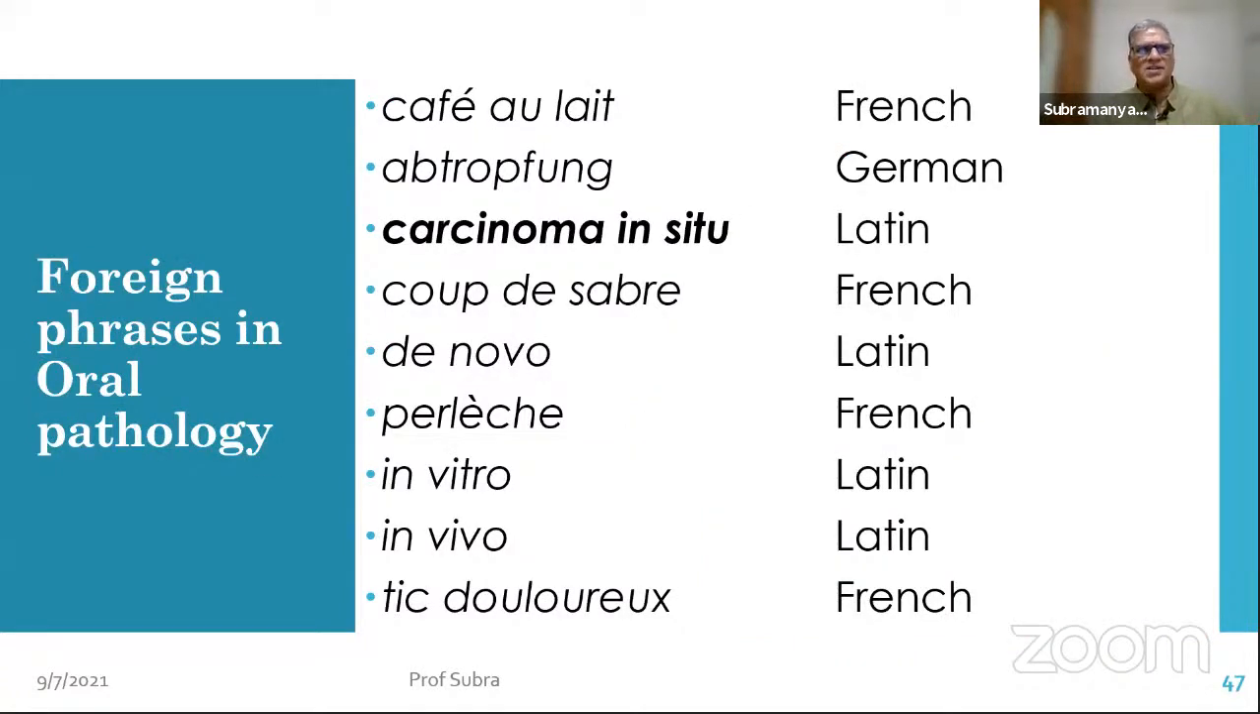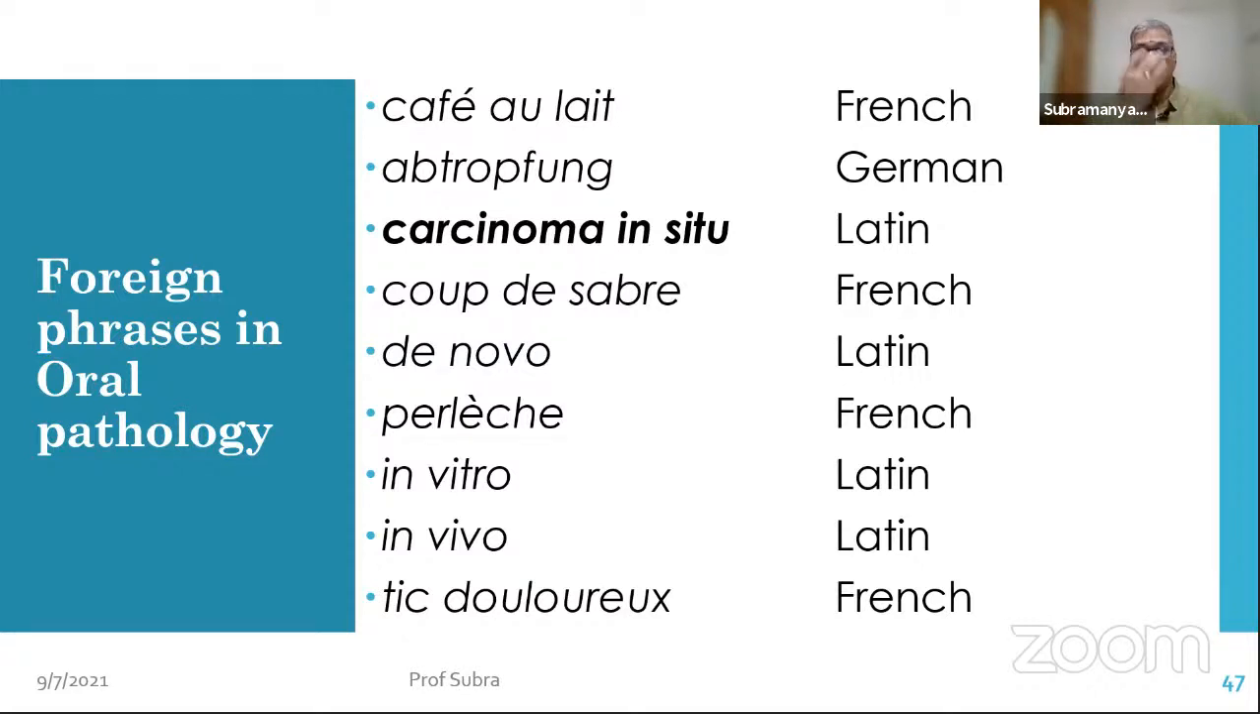Looking at all these phrases, there are a good number of foreign phrases in oral pathology, direct foreign phrases I'm talking about. I'm not talking about words derived from foreign phrases. Examples: cafe au lait, ectropion, carcinoma in situ, coup de sabre, de novo, perleche, in vitro, in vivo, tic douloureux, which is a French word. Tic means spasms, like a tick, which are painful. So that's why tic douloureux: a French phrase for painful spasms or twitching spasms.